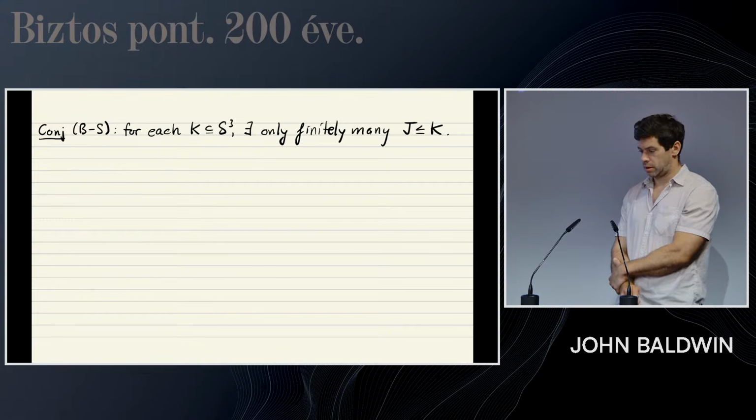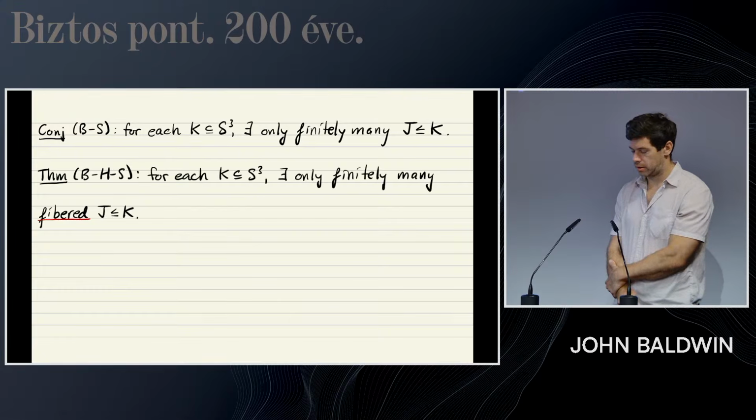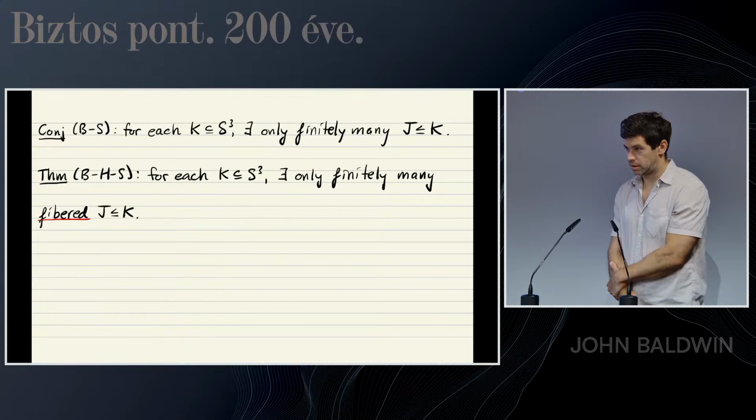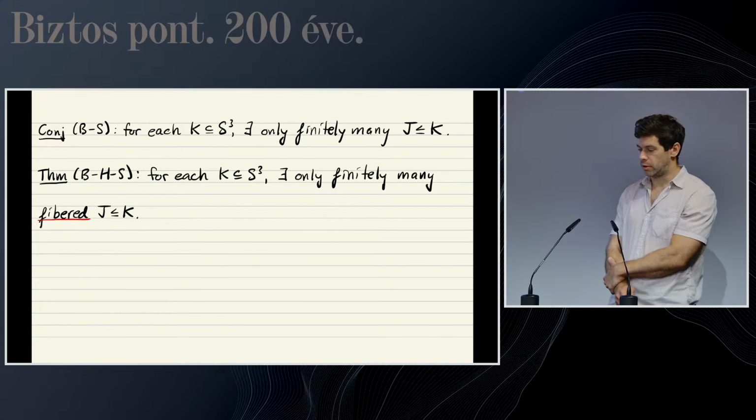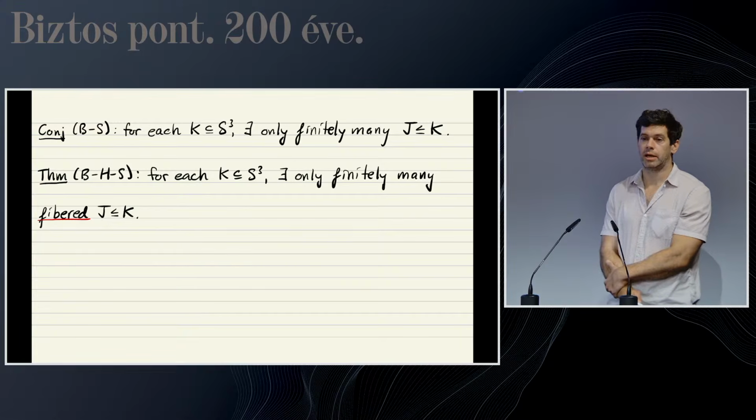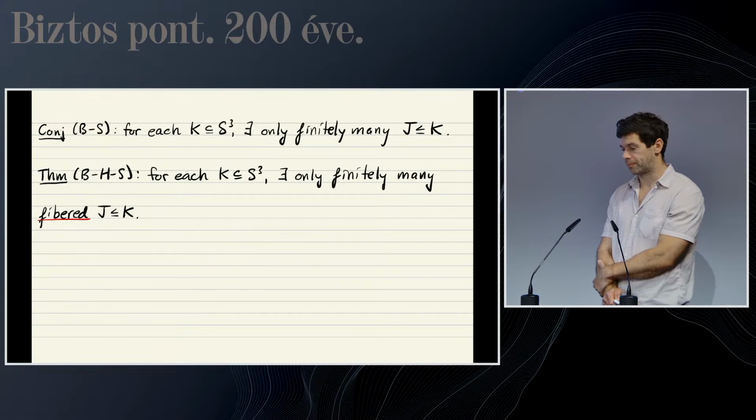And the result that I'd like to tell you about is a partial result in this direction. So for each K, we can show that there are only finitely many fibered J that are ribbon concordant to K. All right. Any questions?